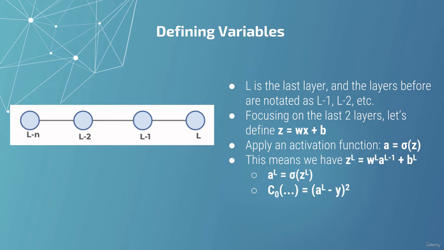And using this, we can also conclude that A^L equals sigmoid of Z^L. Using this definition of A, the cost function equals (A^L minus Y) all squared. If you remember, we square the cost function to punish large errors and to keep it positive.